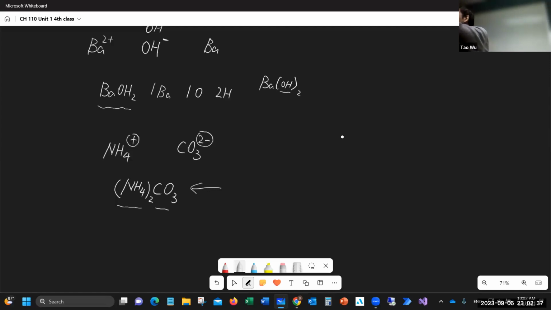Because they have an ionic bond. What is the ionic bond? It is a positive charge and a negative charge, and they attract each other. Is this a positive charge and a negative charge attracting each other? Yes. One is a cation, one is an anion. They attract to each other, so they are making an ionic bond. So this is an ionic compound.